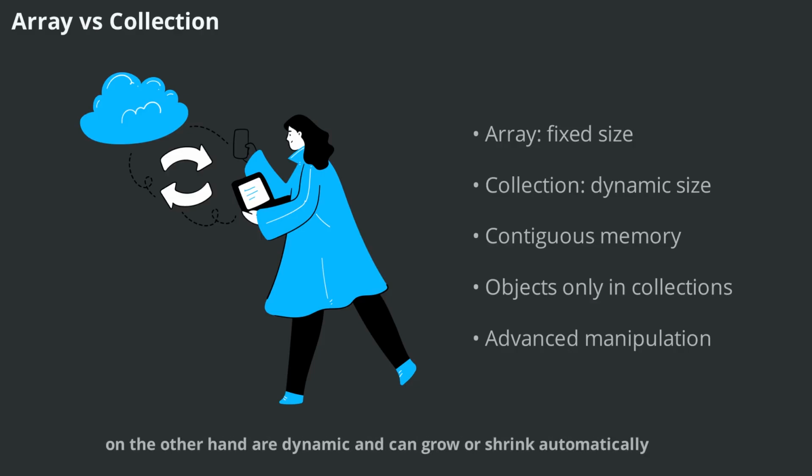Collections, on the other hand, are dynamic and can grow or shrink automatically. Collections only store objects and offer advanced methods for manipulation and iteration. Arrays have been available since the beginning of Java, while collections were introduced in Java 1.2.